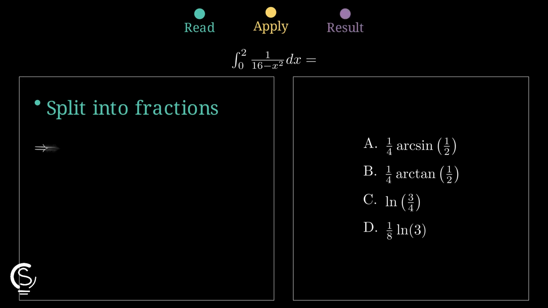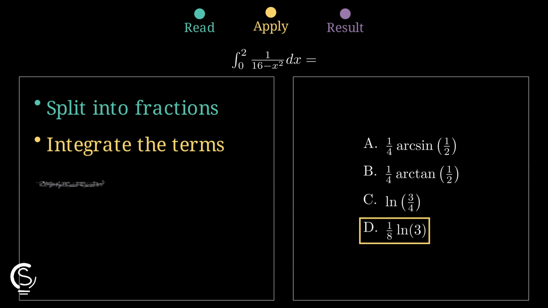That antiderivative becomes 1/8 natural log of 4 plus x minus natural log of 4 minus x, and bounds simplify to 1/8 ln.